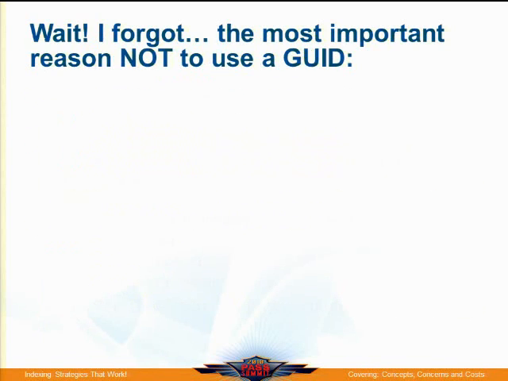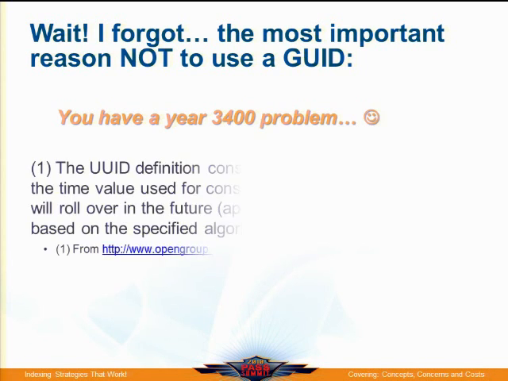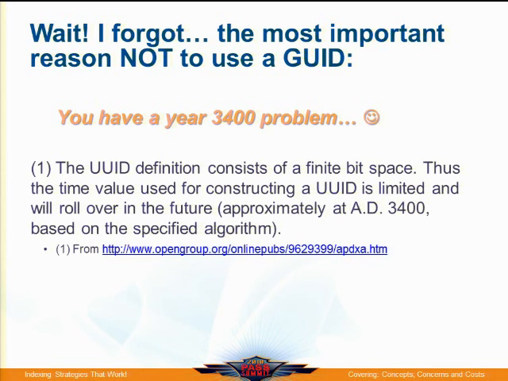Although I do have one last thing. I forgot to tell you this. Well, of course, I didn't forget to tell you because I have a slide, right? The most important reason not to use a GUID is that there is a year 3400 problem. So you guys may end up running into some trouble, okay? And I do have a quote for that. I'll stay for questions. Thank you very much, and hopefully I'll see some of you on Friday.